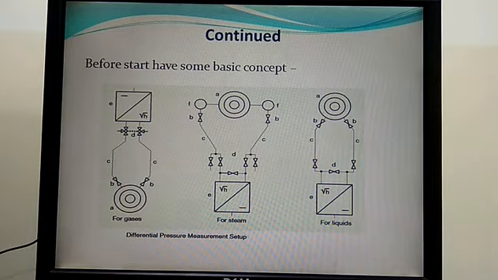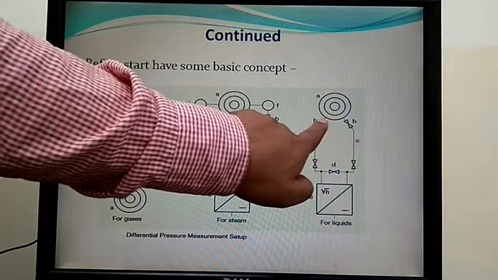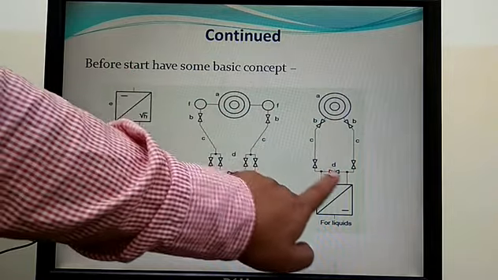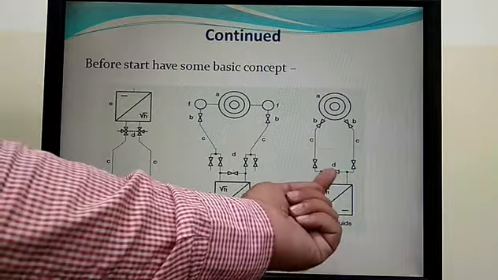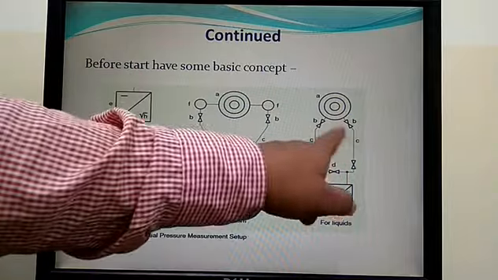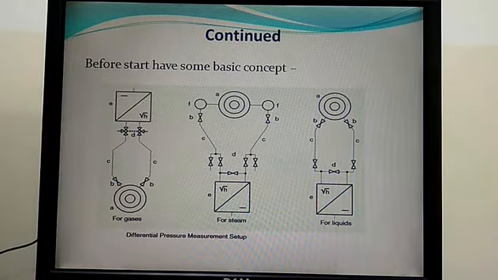In case of liquid, this is the orifice, these are the two isolation valves, and this is again a 3-way manifold, isolation, equalization. This equalization is provided to equalize the pressure of these two pipelines, and this is again your transmitter.